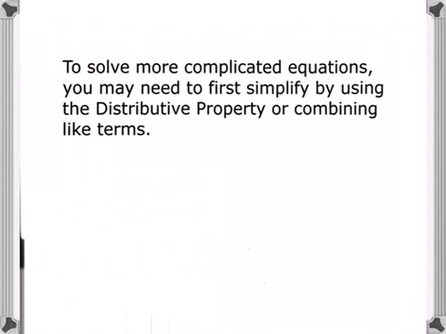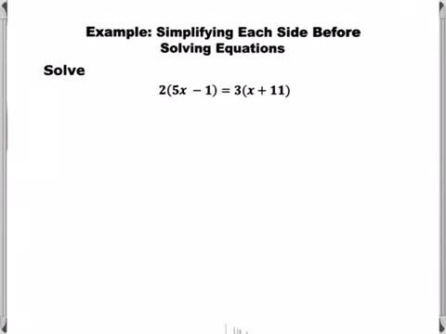To solve more complicated equations, you may need to first simplify by using the distributive property or combining like terms. In this example, we are given 2 times the quantity 5x minus 1 equals 3 times the quantity x plus 11. So the first thing I want to do is distribute the 2 throughout the quantity on the left and the 3 throughout the quantity on the right. This gives me 10x minus 2 equals 3x plus 33.